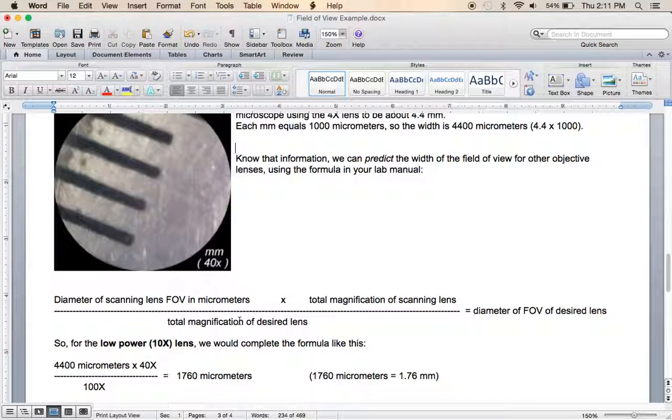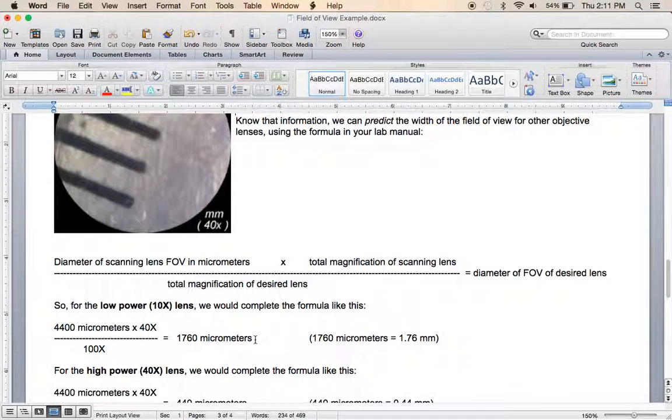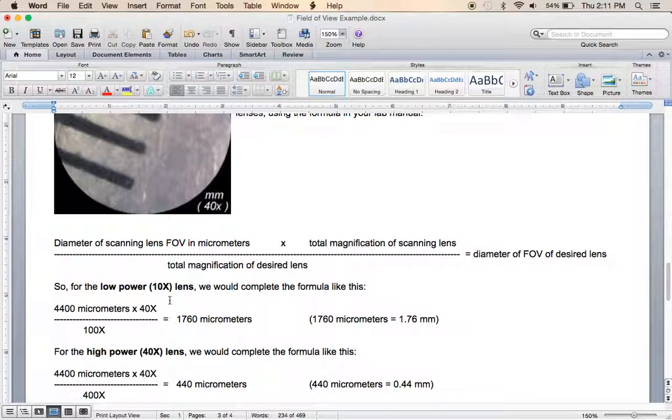And then what you put down here is the total magnification of whatever lens you're wanting to calculate. So if you're wanting to calculate the low power lens, you would do the total magnification for the low power lens. And so let's look at an example here. And when you do this calculation, your end result is the diameter of the field of view of your desired lens. So here's an example, low powered lens.